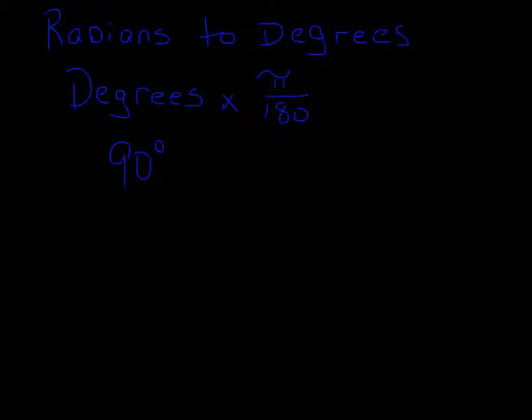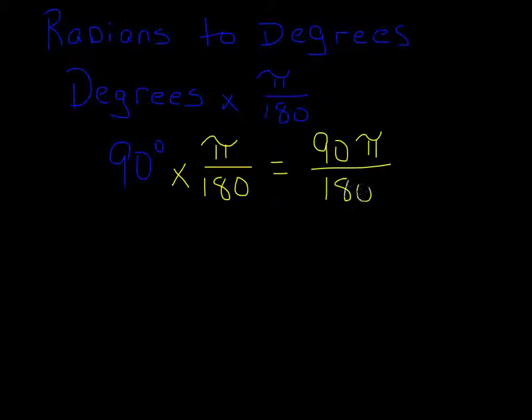So in this problem, I want to convert 90 degrees to radians. So I am going to do my degree measure and multiply it by pi over 180. So I'm going to do 90 degrees times pi over 180. And that's going to leave me with 90 pi over 180. And 90 over 180 is 1/2. So I get 1/2 pi. And that's the way to convert degrees to radians. Just multiply by pi over 180.